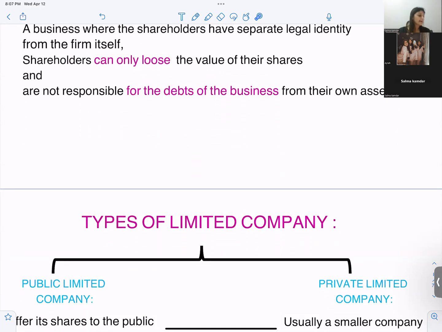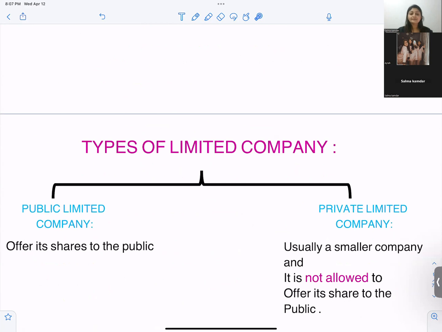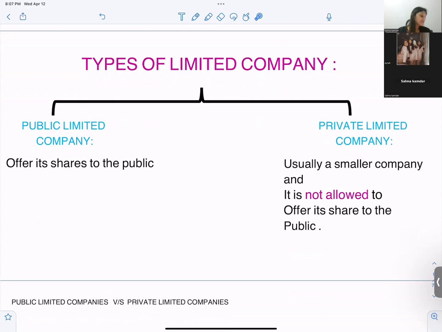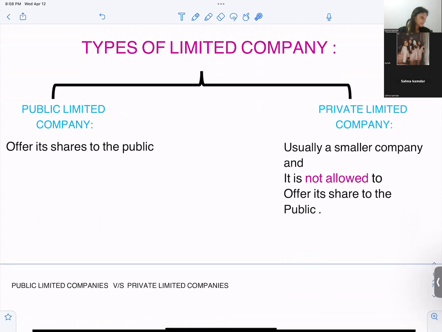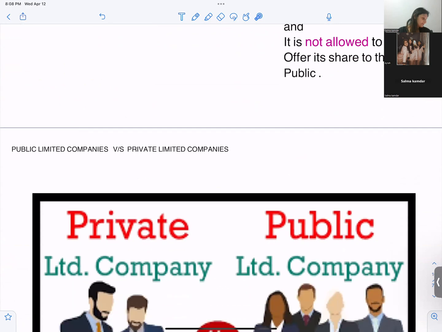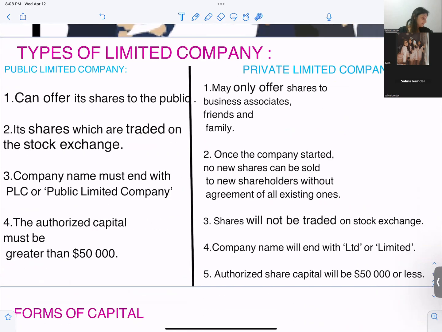Can you give me the two types of limited companies? Public limited company and private limited company. What is the difference between the two? A public limited company can sell its shares to the public. A private limited company can only sell it to family members, friends, or business associates.